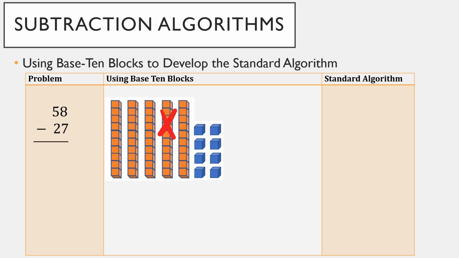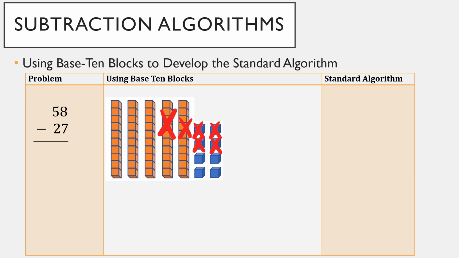So I'm going to take away, and the way that I saw this being done in your textbook is that they put a little X over the number that they're taking away. So we're trying to take away 27, so take away 2 10s and take away 7 1s.